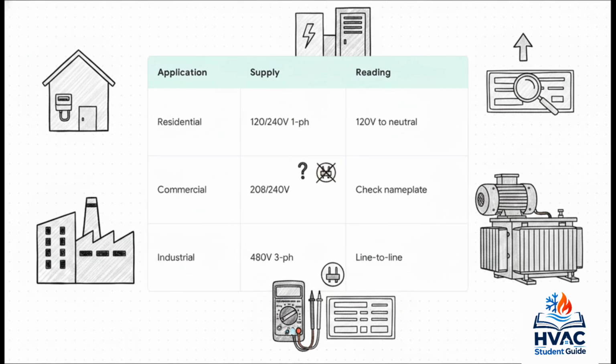Here is the absolutely crucial takeaway. A 208 volt system is not the same as a 240 volt system. You always have to confirm the expected line voltage by checking that equipment nameplate. If you're just guessing, your troubleshooting is totally compromised from minute one.